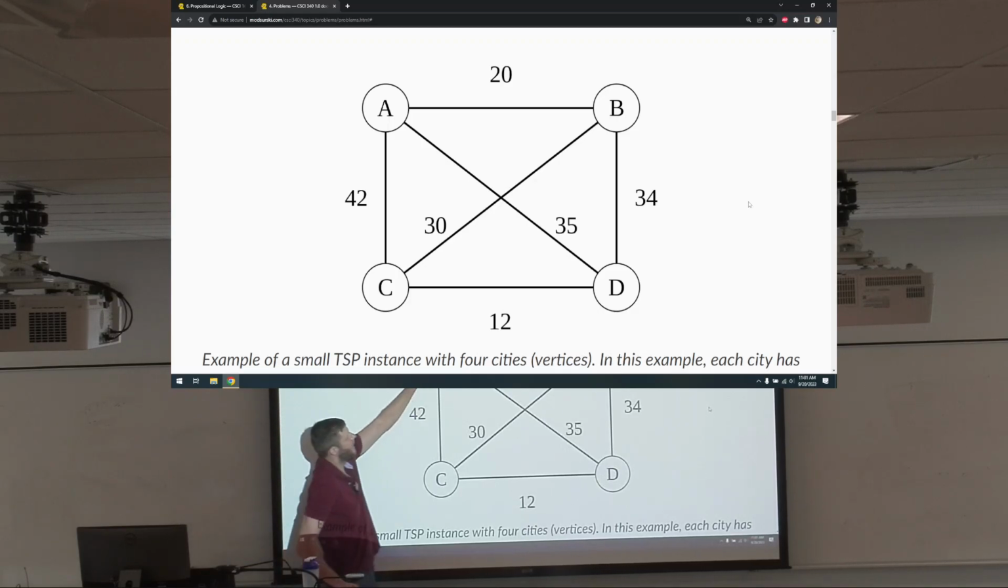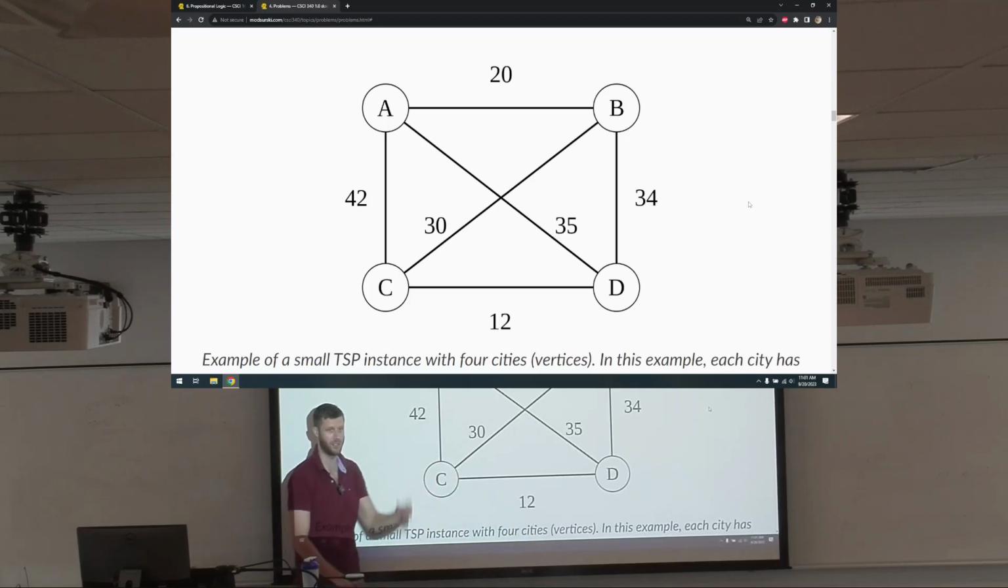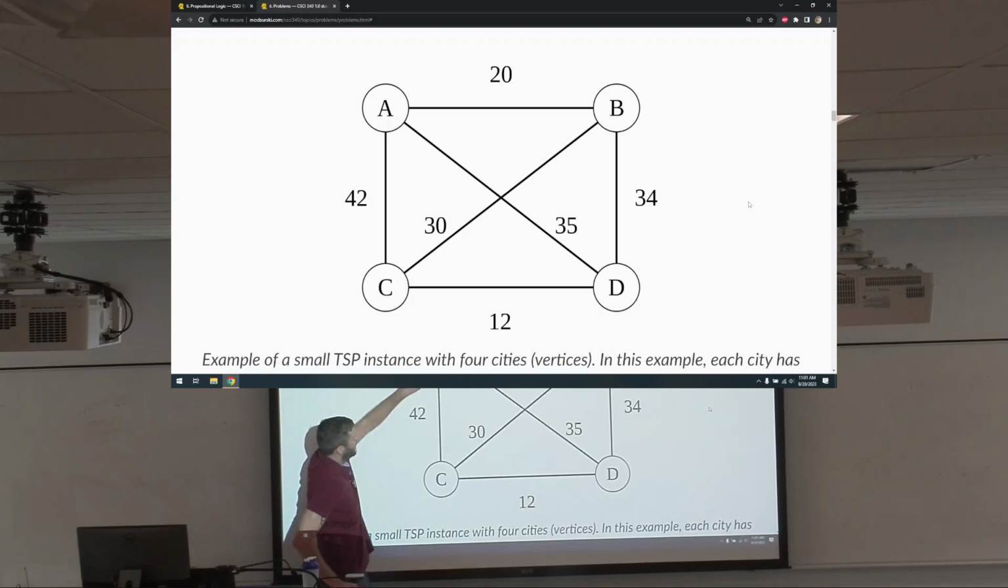Okay, let's try A to B to C to D to A. So that's 20 plus 30, 50, plus 12, 62, plus 35, so 97. Let's assume I'm right. If you had 108 versus 97, which one's better? 97. I want to go less. Okay, that's another path. What about A to D to C to B to A? 35 plus 12, that's 47, 77, 97. Oh, that's the same.